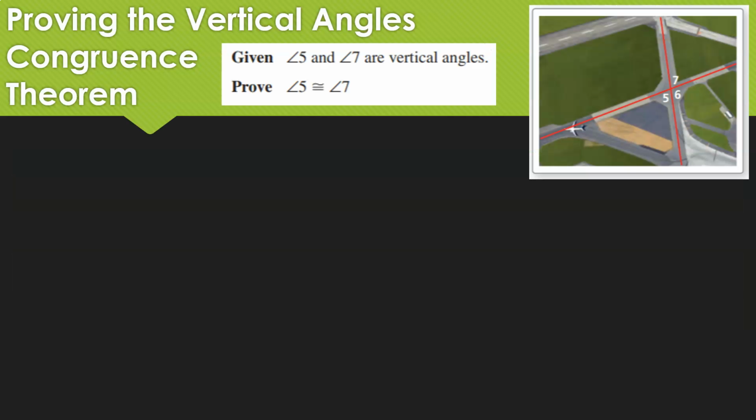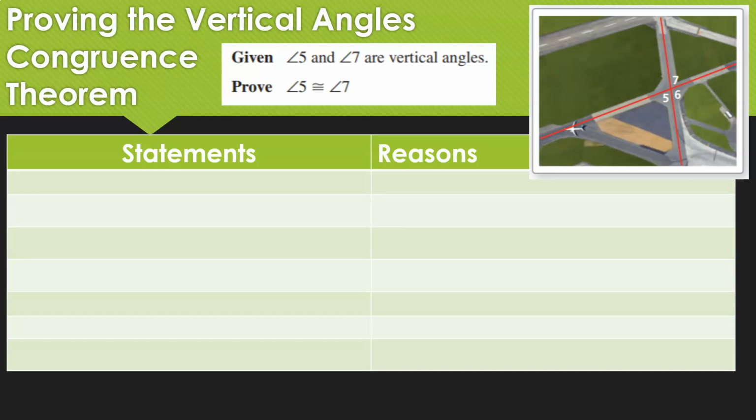This one I am proving the vertical angles congruence theorem. I have that angle 5 and angle 7 are vertical angles. So if I look at this airport picture, I can see that 5 and 7 are across from each other. I need to prove that 5 and 7 are congruent. So I'm going to start off with my statements and my reasons. I have the given that angle 5 and angle 7 are vertical angles.